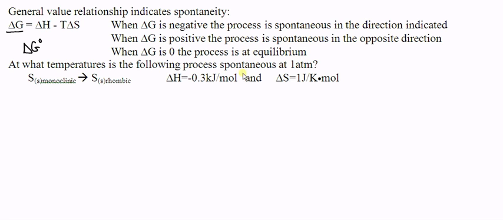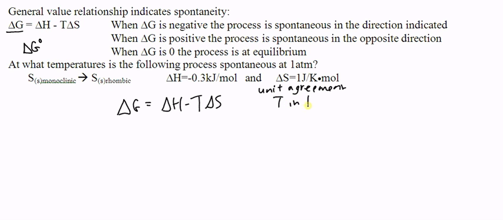So at what temperatures is the following process spontaneous at 1 atmosphere? So this is the process. So in other words, turning from monoclinic sulfur to rhombic sulfur. And so what we're going to have here is an inspection of delta G being equal to delta H minus T delta S. Now a couple things to remember is we need to have unit agreement and T in Kelvin. So in other words, T is temperature in Kelvin.